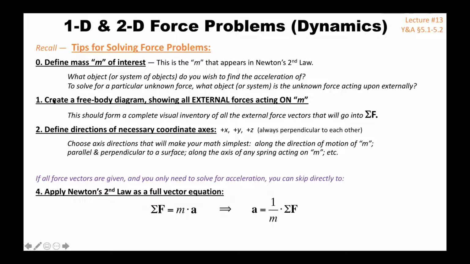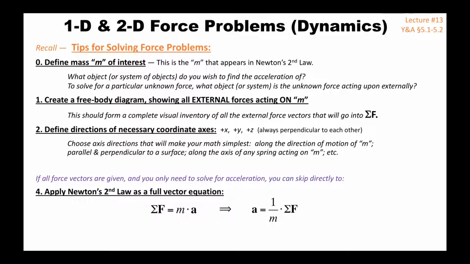So that leads us to step 1, which is create a free body diagram of this mass m, whatever it might be. On this free body diagram, show all external force vectors that are acting on m from the outside. Omit anything that is acting internally between parts of m, because all those are Newton's third law pairs, and they'll all sum away to 0, so we can omit them all.